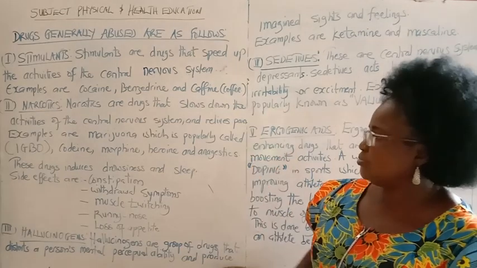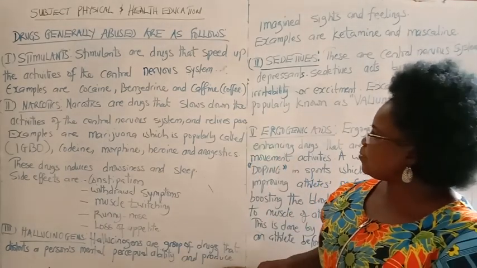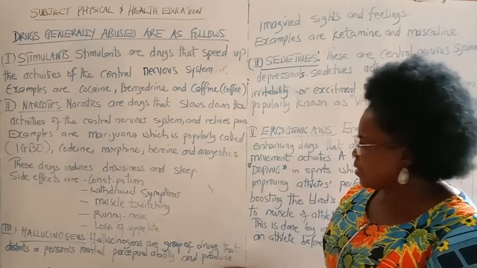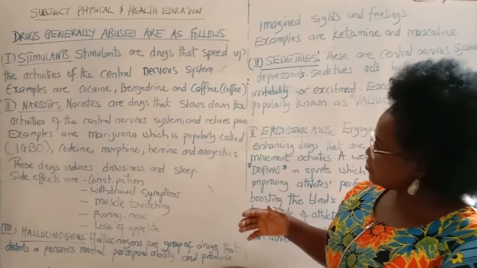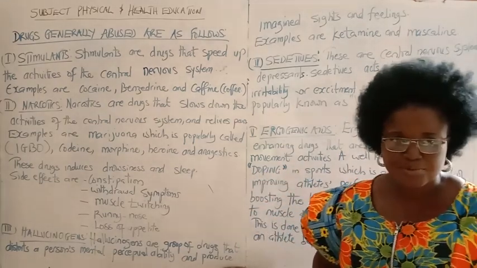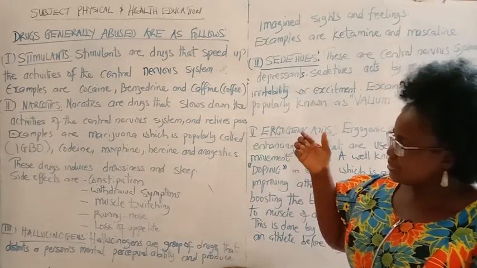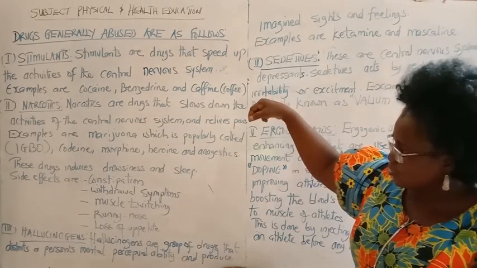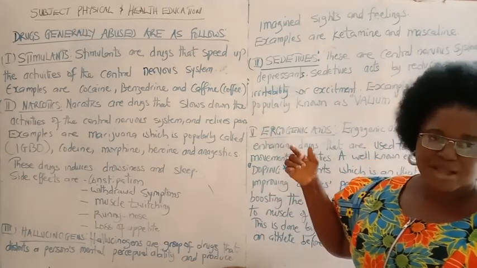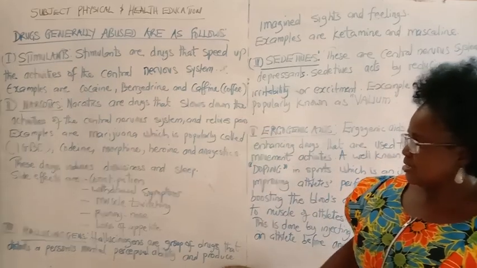Now, the second one is narcotics. Narcotics are a group of drugs that slow down the activities of the central nervous system and relieve pain. A very good example is marijuana, which is popularly called Igbo. You hear the word Igbo, now you see that this is one of the drugs that people abuse. Another example is codeine. We have morphine, heroin, and analgesics.